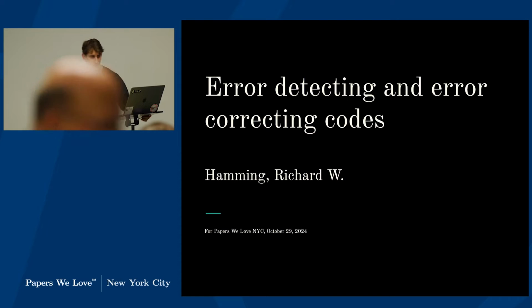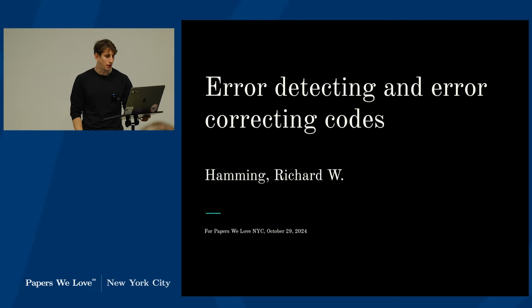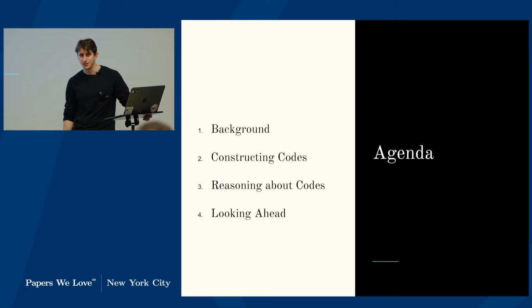I want to talk about, like Darren said, an absolute classic of a paper, Error Detecting and Error Correcting Codes by Richard Hamming. His nickname was Dick, and I was wondering if I should refer to him as Dick Hamming during this presentation, but I decided against it, so we're just going to say Hamming for the rest of this presentation. This paper is great for a few reasons.